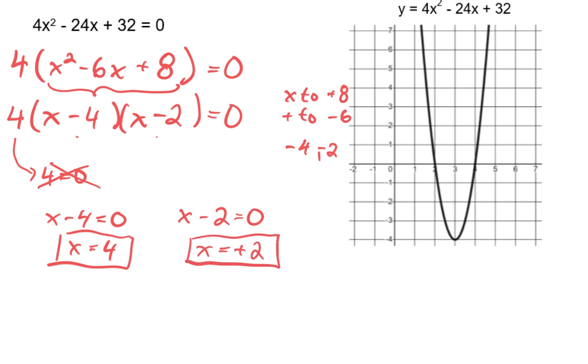Okay? And just a reminder that these two solutions that we get, x equals 4 and x equals 2, we can identify these with the x-intercepts of the graph of the associated parabola. So over here on the right, I've got a graph of y equals 4x squared minus 24x plus 32. We can see our two x-intercepts here at 2 and 4. So these things are our x-intercepts.